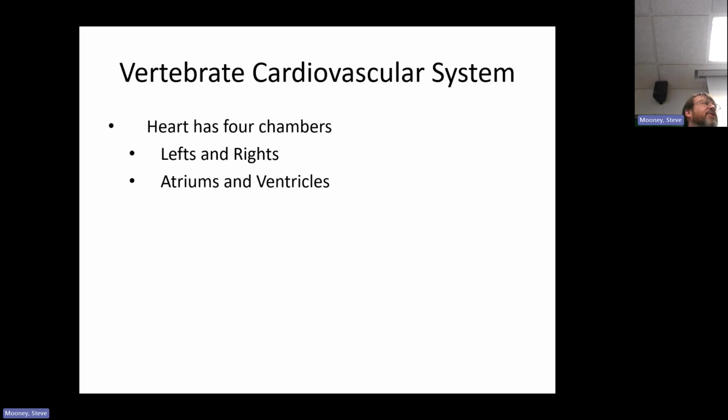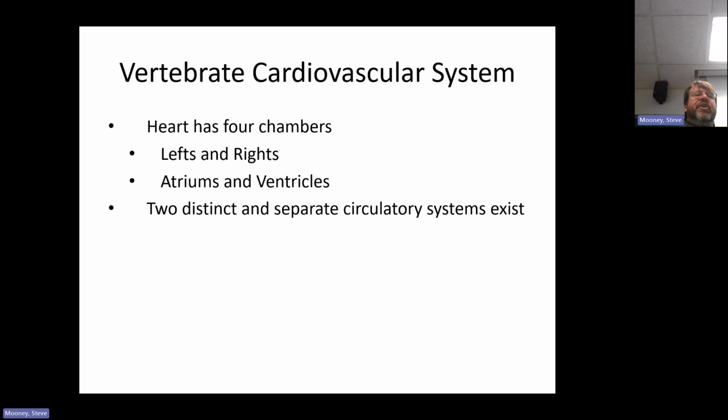So 4 chambers, we got 2 rights, 2 lefts. We've got 2 atria, 2 ventricles. You guys had this before, somewhere along the way. So there's 2 distinct and separate circulatory systems in the body. Most of you have probably talked about the one that services the body. We pump out through the aorta, we service the body, but maybe we don't talk as much about the lung or pulmonary system. So you have the lung or pulmonary system, and you have the body or systemic system.